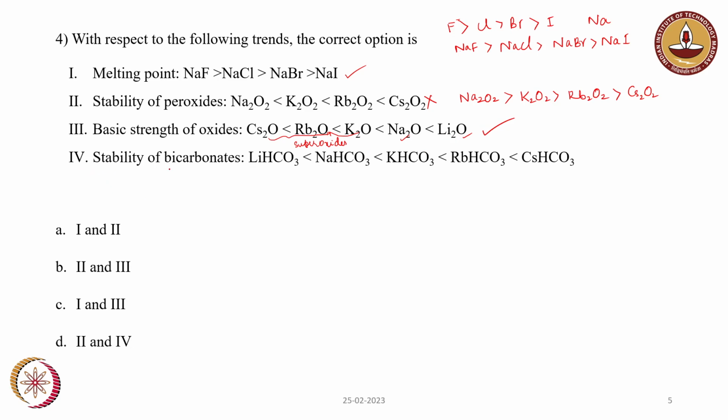And fourth one is stability of bicarbonates. Lithium bicarbonate less than sodium bicarbonate, less than potassium bicarbonate, less than rubidium bicarbonate, less than cesium bicarbonate. So the stability of bicarbonates decreases when we move down the group. So the order is wrong. The order should be lithium bicarbonate greater than sodium bicarbonate greater than potassium bicarbonate greater than rubidium bicarbonate greater than cesium bicarbonate.